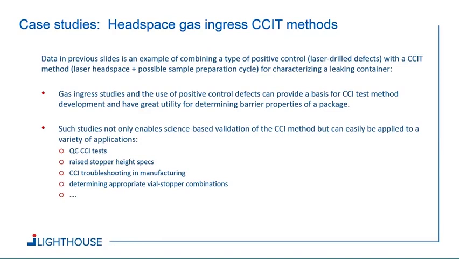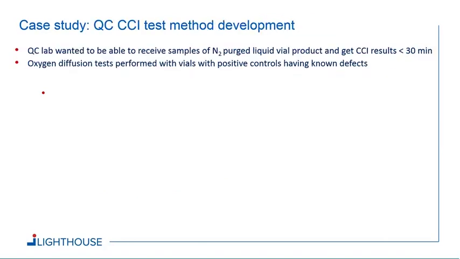So for the second half of this webinar, we're going to focus on some real industry case studies, and I hope that what you see in these case studies will give you ideas of how you can apply this to your own CCI projects. So the first case study I call a QC CCI test method development. A QC lab wanted to be able to receive samples of a specific product. It was a nitrogen purged liquid product, and do a CCI determination in less than 30 minutes.